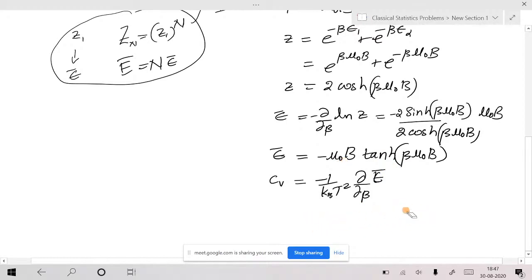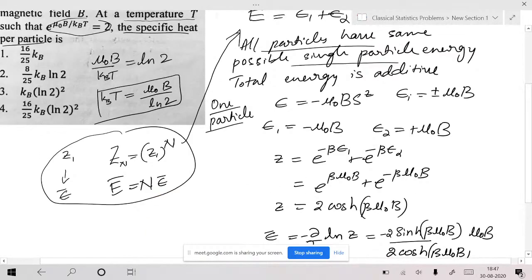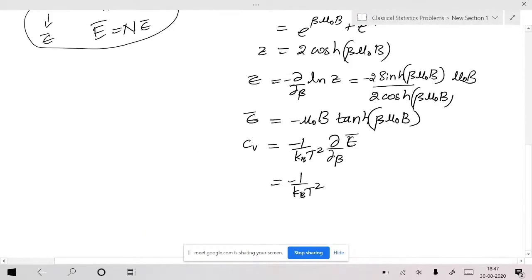Wait a second. Minus 1 by kb t square. He has written it in terms of, yeah, again we have to substitute that kbt here. We have to substitute this kbt later. I think one more mu naught, again a minus sign will come here. That's why mu naught b. What is the tanh derivative? Sech square. Am I right? Sech square beta mu naught b into mu naught b. Am I right?